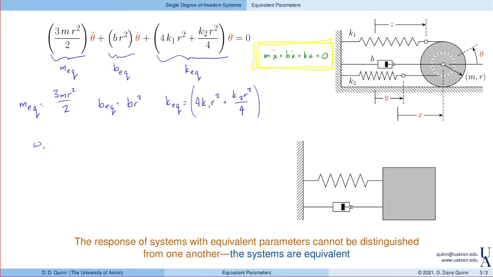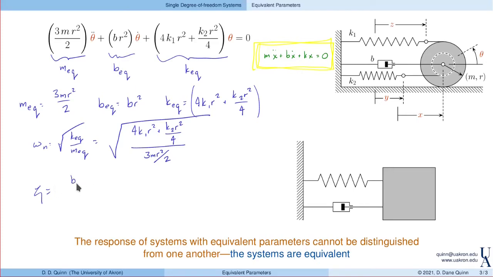Here, the natural frequency is, again, just the square root of K equivalent divided by M equivalent. Obviously, for this problem, it's a little more complicated: 4K1R squared plus K2R squared divided by 4, all divided by 3mr squared over 2. But we can always calculate this equivalent stiffness and this equivalent mass, and then find the natural frequency. Likewise, the damping ratio is B equivalent divided by 2 square root K equivalent times M equivalent.